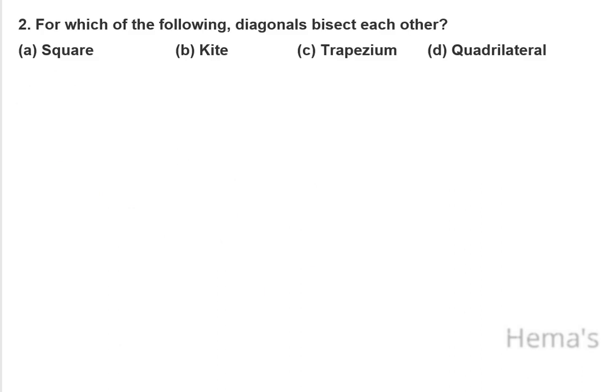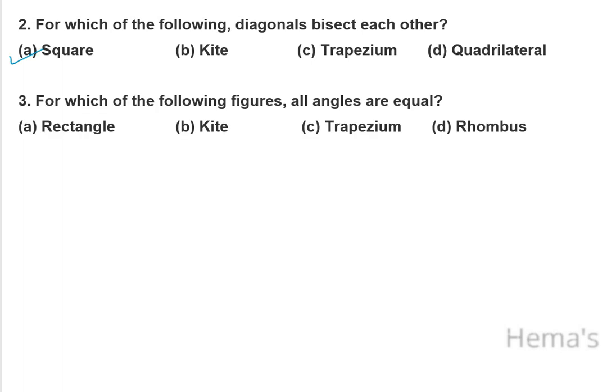Question 2. For which of the following do the diagonals bisect each other? In the following quadrilaterals, diagonals bisect each other in a square. So the correct option is A. Question 3. For which of the following figures are all angles equal? In case of a rectangle, we know that all the angles are equal to 90 degrees. Therefore, the correct option will be A.